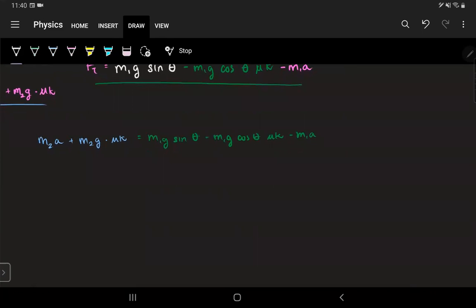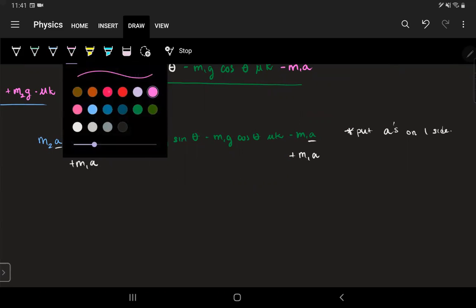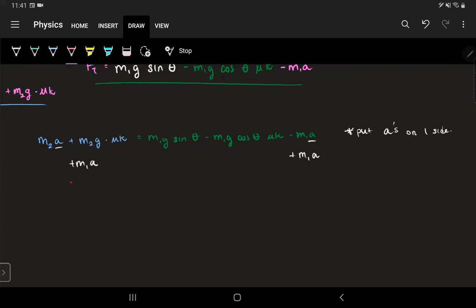So now, let's solve this out. How do you solve for a? Well, you solve for a in these scenarios with one simple algebra technique, and it is to put the a's on one side. I see an a here and an a here. I want to put it to the left, so plus m1a on both sides. I'm also going to subtract m2g times mu k from this side, and likewise subtract m2g times mu k here.